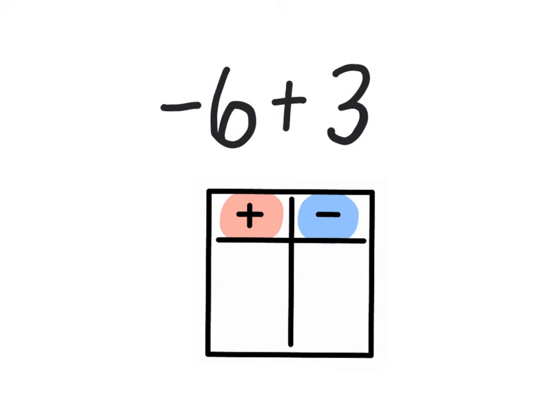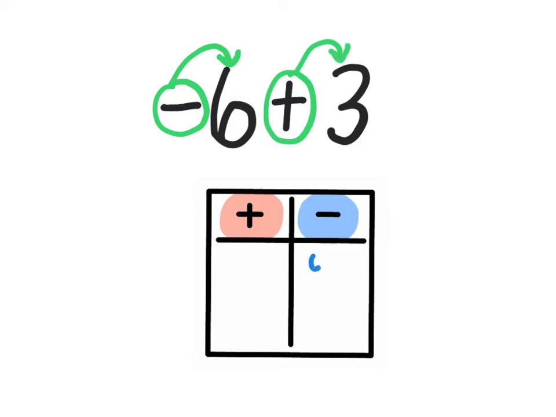In this example, the 6 is going to be on the negative team, and the 3 is going to be on the positive team. So we need to draw 6 points in the negative team's column, and we need to draw 3 points in the positive team's column.